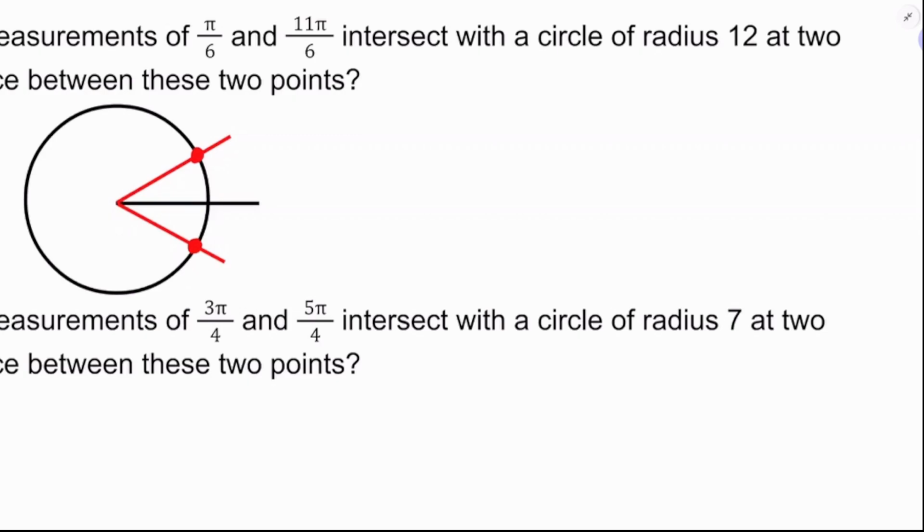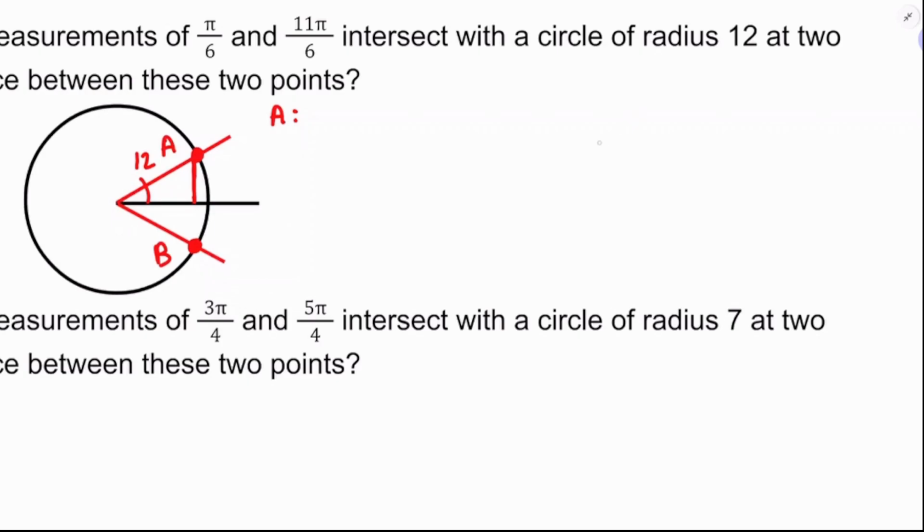All right, so I'm going to say they intersect at 2 different points. I'm going to call them A and B. I'm going to label the coordinates of point A. So for A, I could find the x-coordinate by taking the radius, which is 12, and multiplying by the sine of pi over 6. Okay.